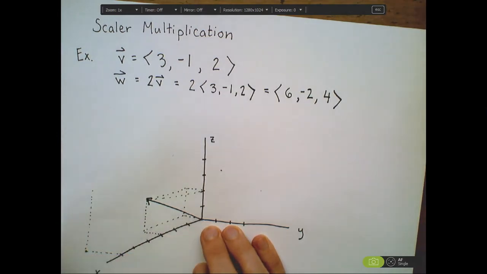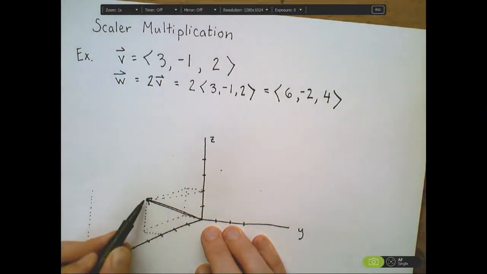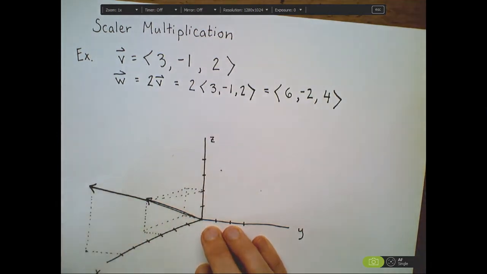And so this vector is going to grow. It's still in the same direction. It's just going to be twice as long because I multiplied it by 2.